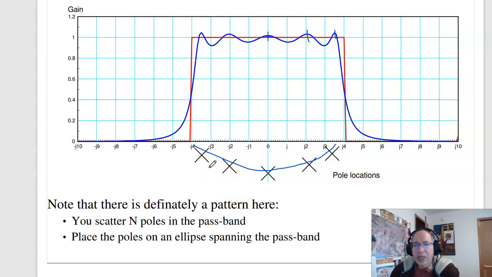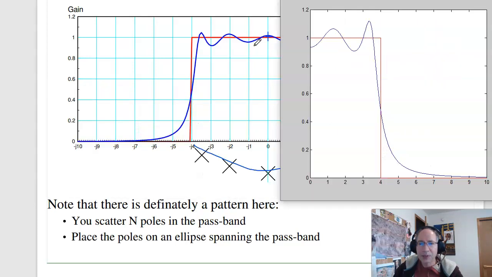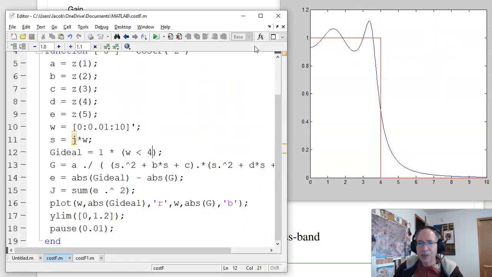You scatter n poles in the region you want to pass. And in this case, this is a Chebyshev filter. The resonance gets bigger than 1. The poles belong on an ellipse. And we'll see that on our next lecture when we're designing Butterworth and Chebyshev filters. But the beauty of fminsearch is knowing nothing about filter design, I can do a pretty good job designing filters.